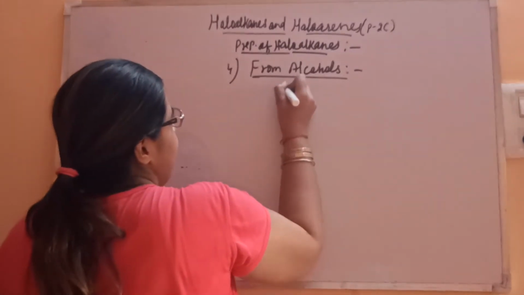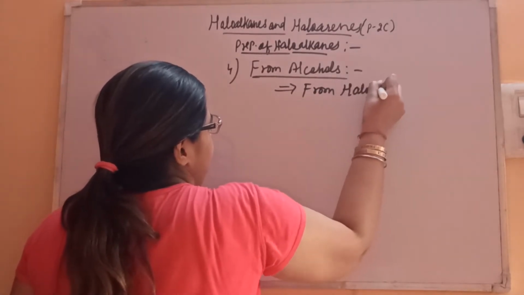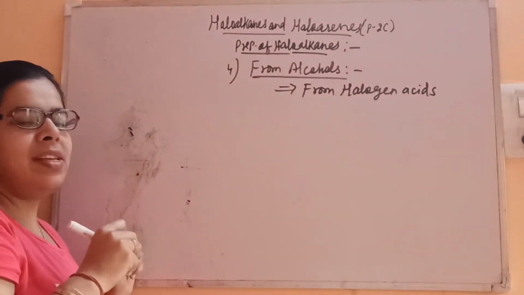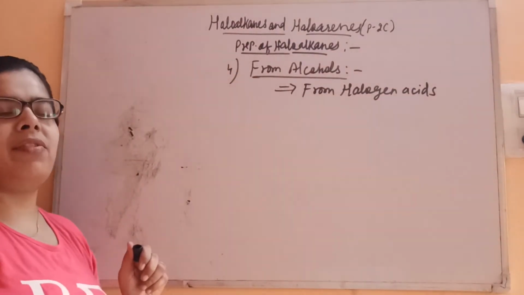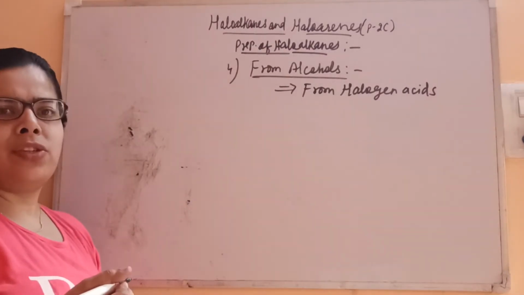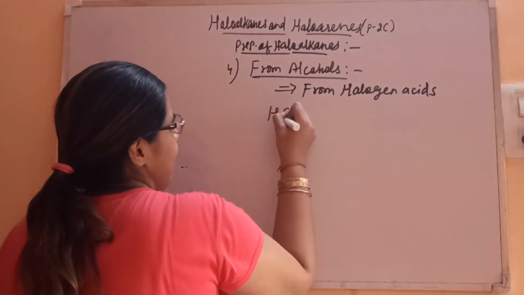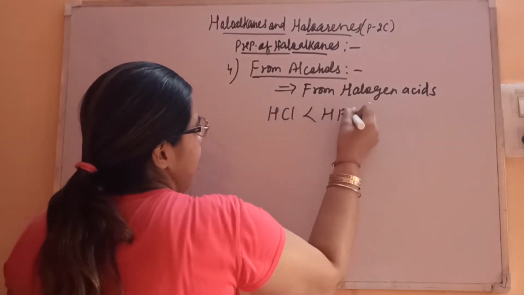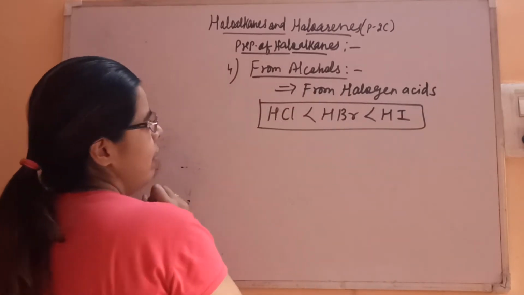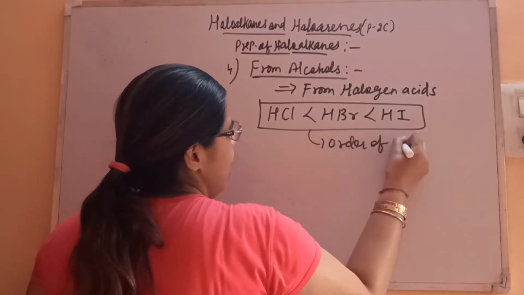First is from halogen acid. Before starting the reaction, we'll see what is the order of reactivity of halogen acid, in which order it will react. And the same order is applicable for the other reactions also, as we have not discussed there. So this is the order: HCl, HBr and HI. This is the order of reactivity of halogen acid.